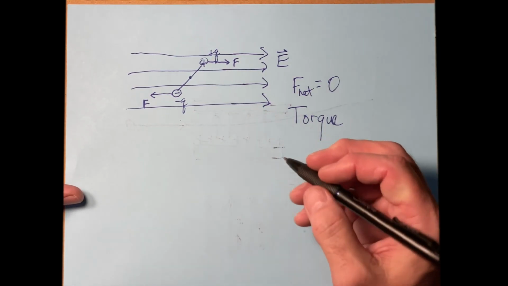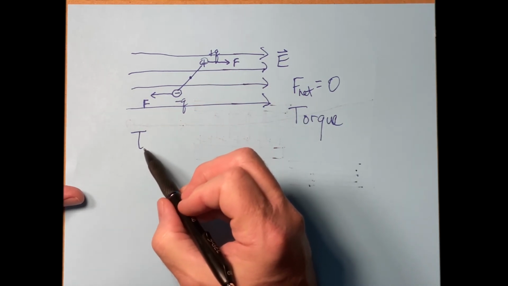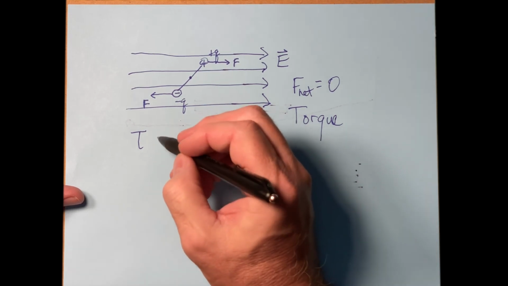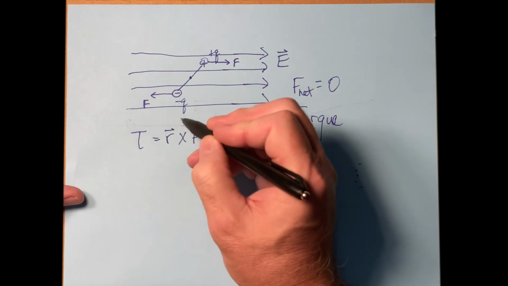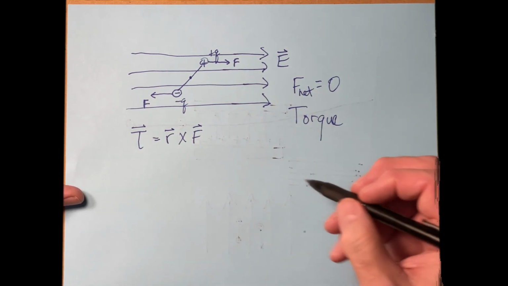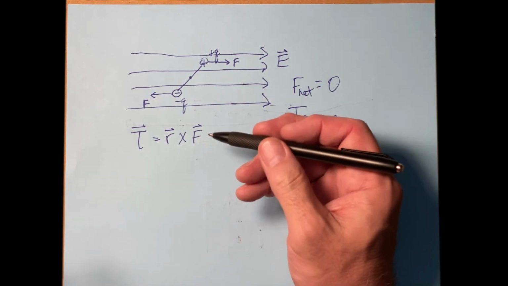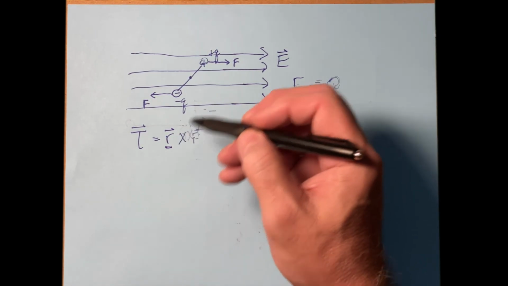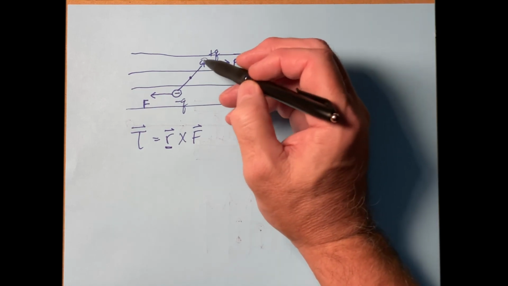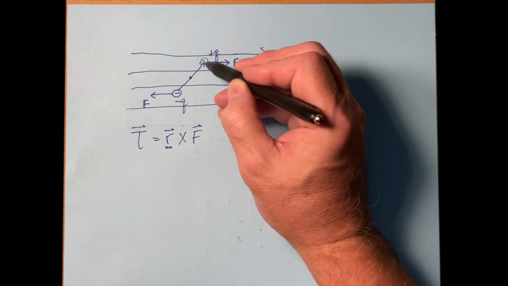So let's figure out what that torque is. You probably recall from your mechanics class that torque, which is symbolized with the small Greek letter tau, is equal to R cross F. Now those are vectors, so that makes torque a vector. So we have the cross product here. Now the cross product, hopefully you're familiar with that, uses the right-hand rule. R, in this case, is the distance from the axis of rotation. So in this case, R would be the distance from here to the point charge. So that represents the distance R.